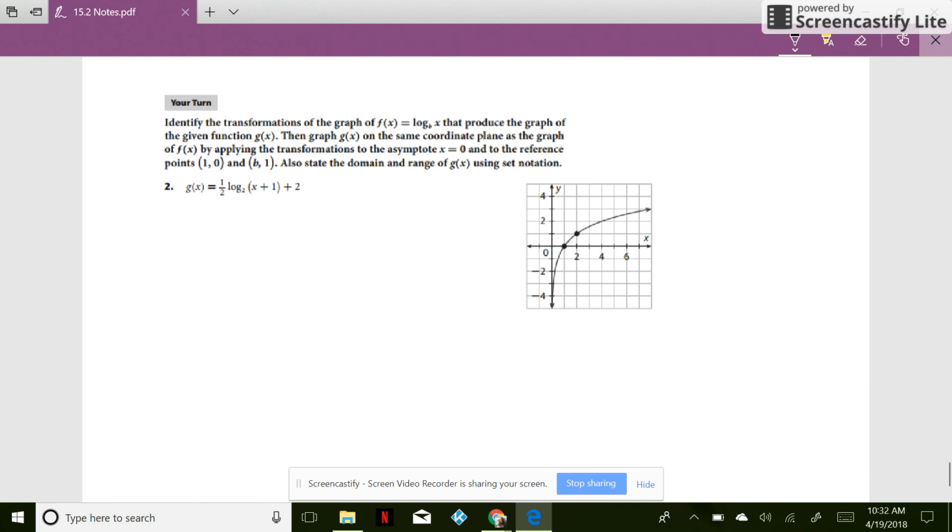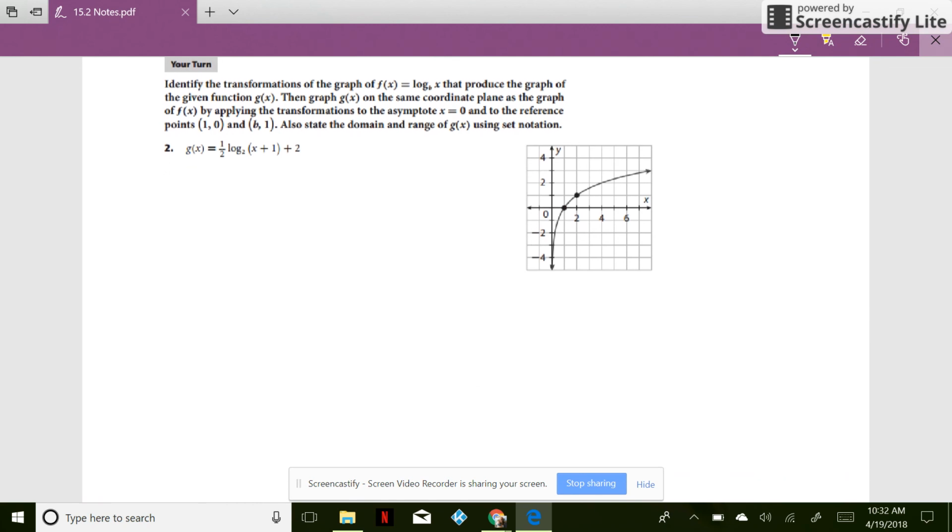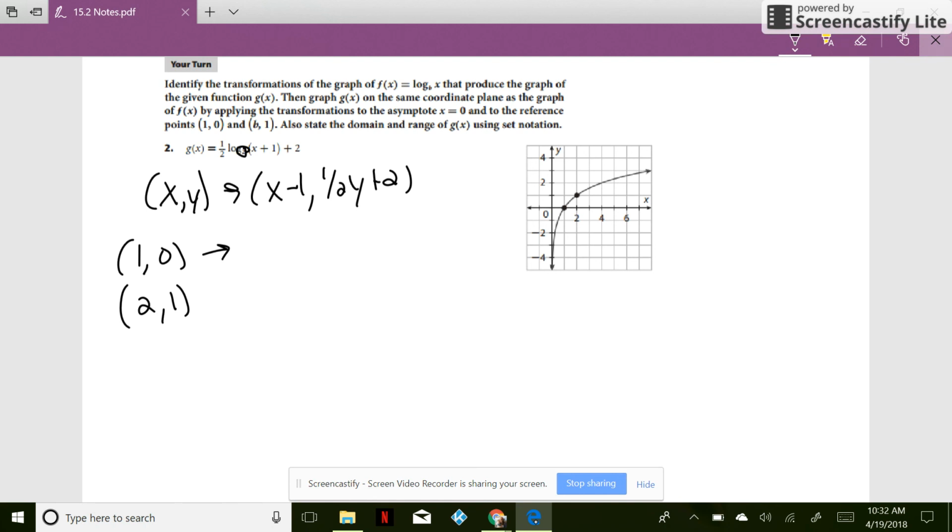All right, last one here, and then we're going to be all done. So we think about how our x and y coordinates are changing. So x values, we do the opposite, so we'll subtract 1. Y values, we're going to multiply by 1/2 and then add 2. So reference point 1, 0, and then reference point of our base. Our base here is 2. So 1 minus 1 is 0, and then 0 plus 2 is 2. 2 minus 1 is 1, and then 1/2 plus 2 is 2.5.